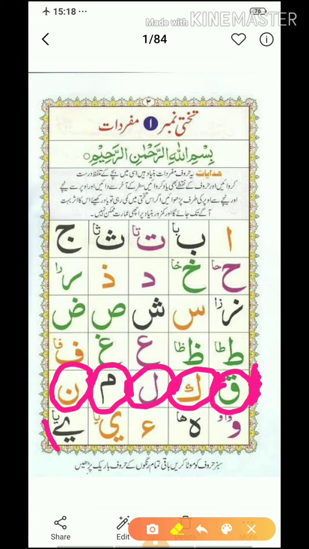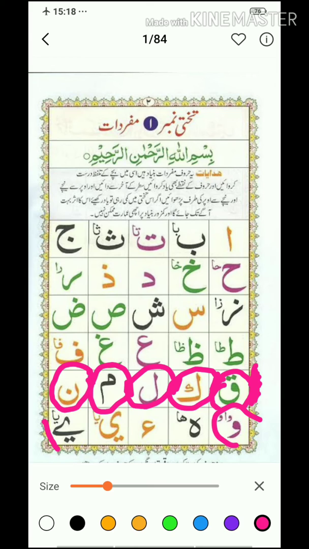The next letter after Noon is Vav. Whenever you see this letter, Vav, you have to make a sound like V. Like in English we have W, which makes a sound like V. Here Vav makes the same sound, and in Arabic we call it Vav.